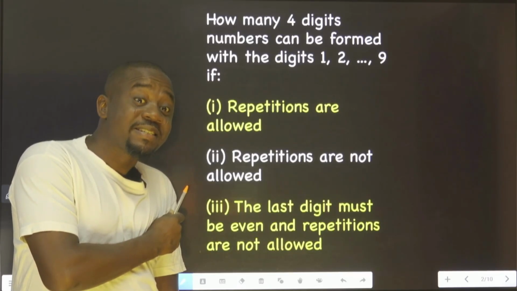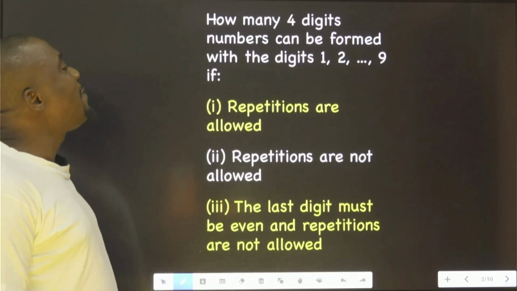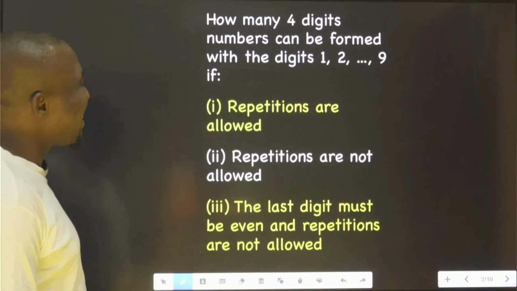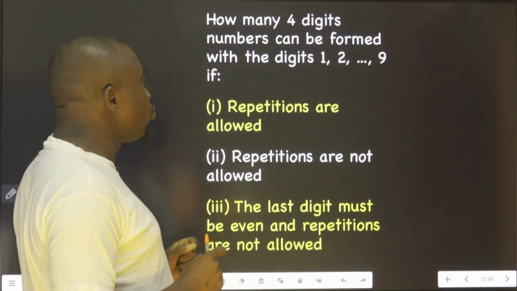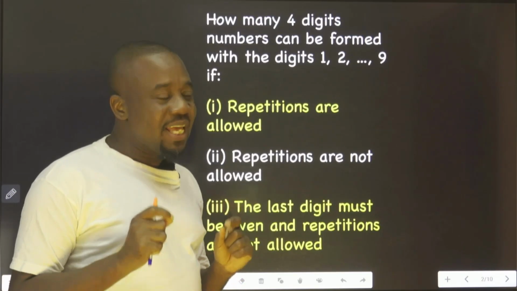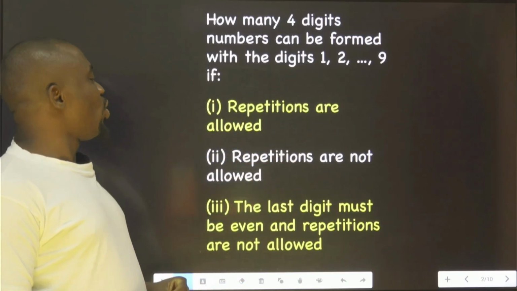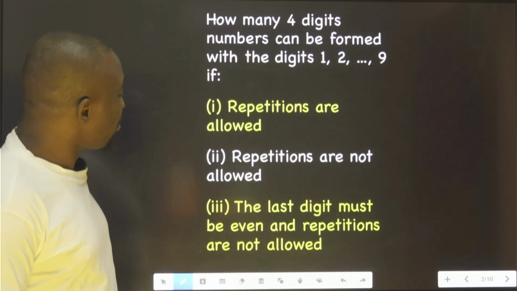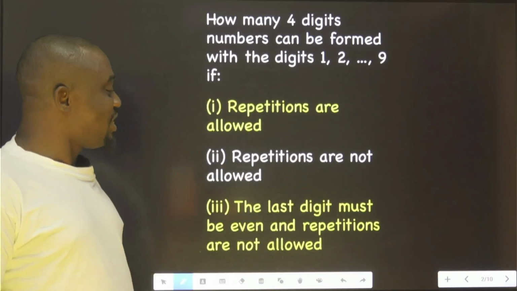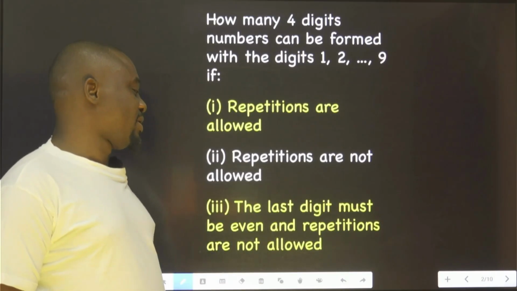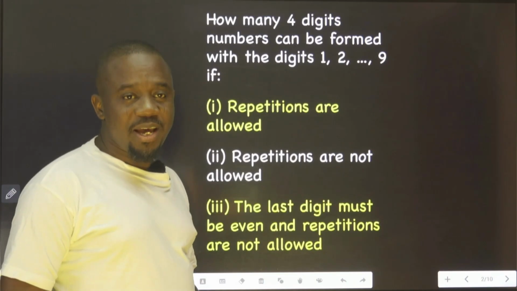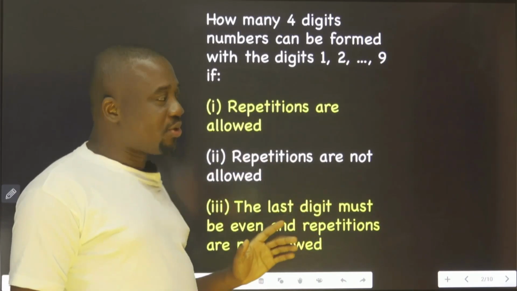Let's look at this. How many 4-digit numbers can be formed with the digits 1, 2 to 9 if repetitions are allowed? Repetitions are allowed. Okay? Let's solve it one after the other.